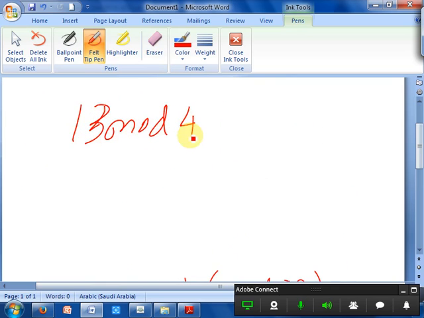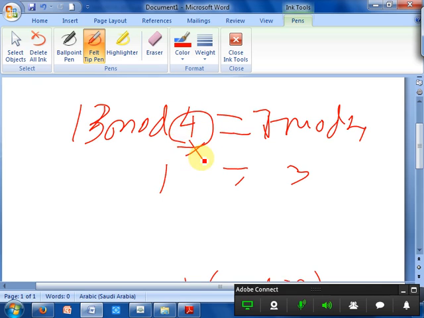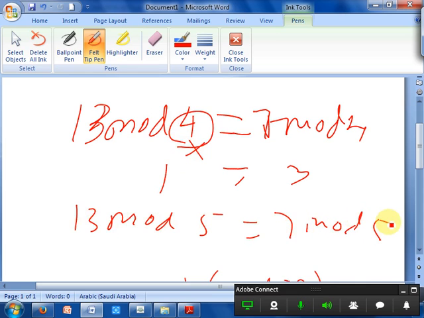13 mod 4 and 7 mod 4. So this is 1 and this is 3. So it is not equal, so you cannot take 4. Let us take 5. 13 mod 5 and 7 mod 5. The remainder here is 3, here 2. So you cannot take 5 also.